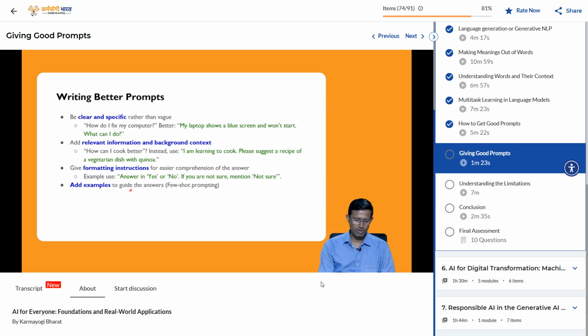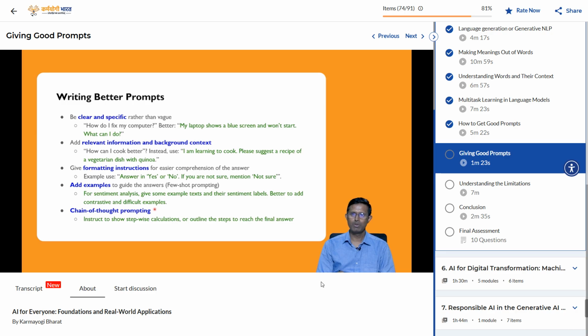Then we also saw that we can add examples to guide the answers, which is few shot prompting. And we also saw examples of chain of thought prompting, where the model can break down the steps, and that gives us some idea about how it reached the final answer.